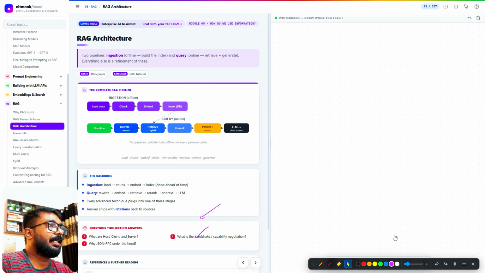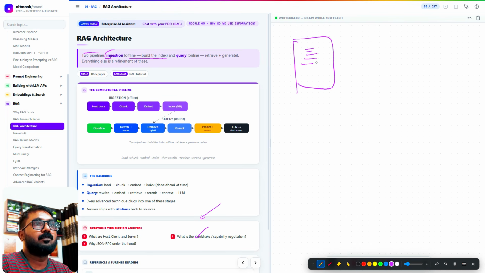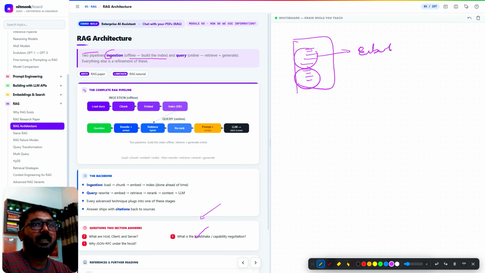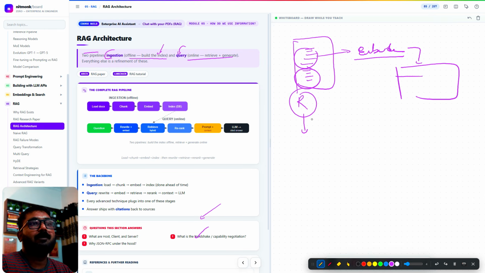Then we talk about RAG architecture. This is very straightforward because I've already told you the two pipelines. First, ingestion, offline: build the index. We take the document, create chunks, embed the chunks, and store them. This is how we build the index. Then the query happens online and we retrieve. That's where the R comes from, right? Once we retrieve, we apply multiple mechanisms to get data from the databases. So we load the document, create chunks, do embedding, and index it in the right DB.